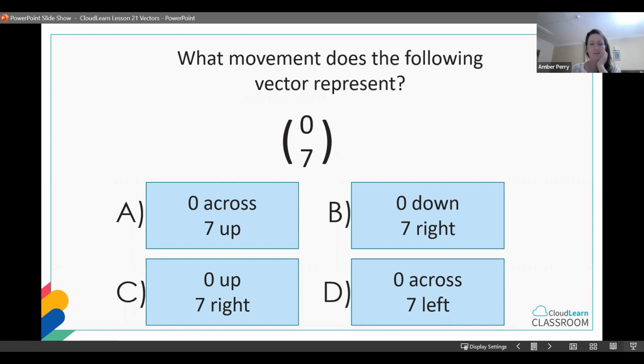Here we go. So we've got the following vector. We've got 0 on the top and 7 on the bottom. This is going to be A, 0 across, 7 up, B, 0 down, 7 right, C, 0 up, 7 right, or D, 0 across and 7 left. You should have a chance to answer that now.